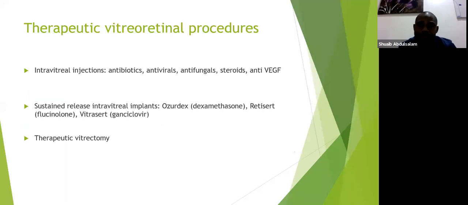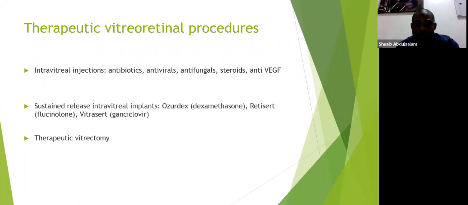So what are some of the therapeutic vitreoretinal procedures carried out for patients with uveitis? Of course, we're all familiar with intravitreal injections. We just spoke about endophthalmitis. Usually, you give your intravitreal antibiotics. Then for cases like viral retinitis, you give antiviral intravitreal injections. For fungal endophthalmitis, you give antifungals. Then, for cystoid macular edema, you give your steroids, and you could also give your anti-VEGFs.